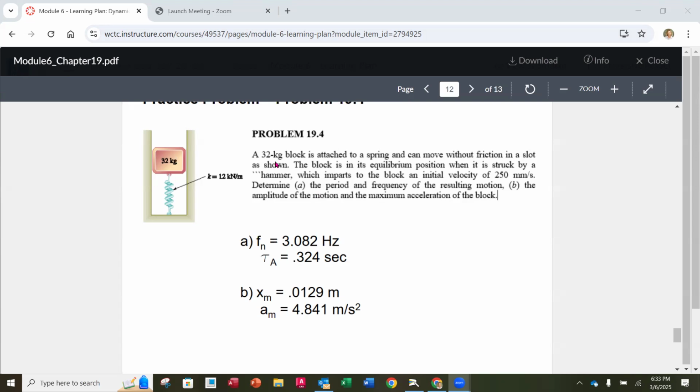What we have here is a 32 kilogram block attached to a spring that can move without friction in the slot that we see here. The block is in equilibrium position where we see it right now. It is struck by a hammer, which imparts to the block an initial velocity of 250 millimeters per second. They want us to determine the period and frequency of the resulting motion, the amplitude of the motion, and the maximum acceleration. These are the answers that we should get.